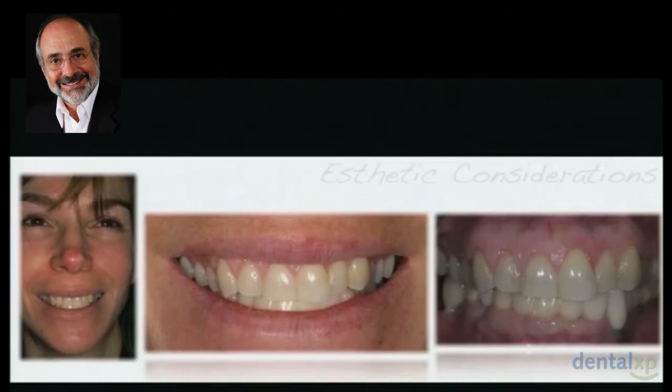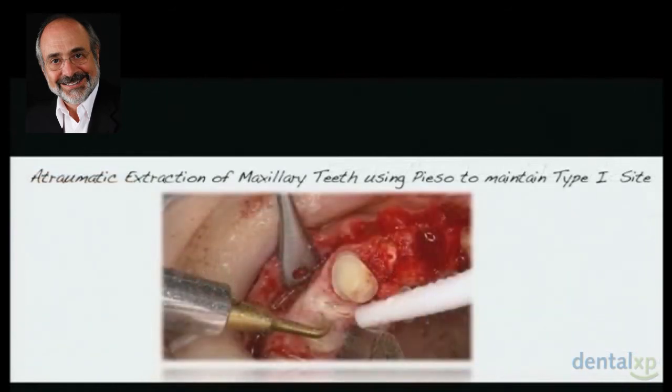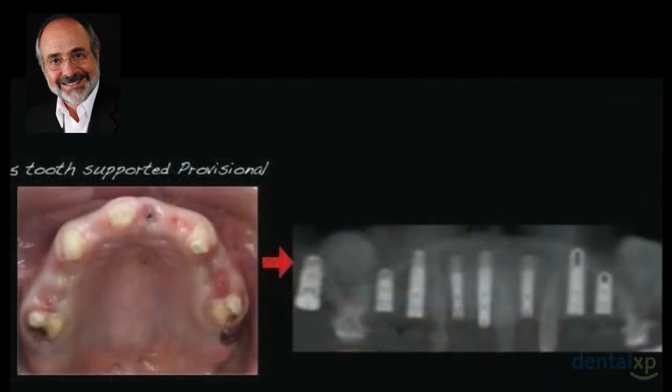Remember, she's within the aesthetic zone. We want to keep her looking attractive. Taking all these teeth out, it's incredibly minimally traumatic because we want to keep the type 1 socket, meaning we don't want to impact the buccal plate at all. We take out all the teeth, we put in 8 fixtures, and we've got these 5 teeth left over here to support the provisional during the interim phase.